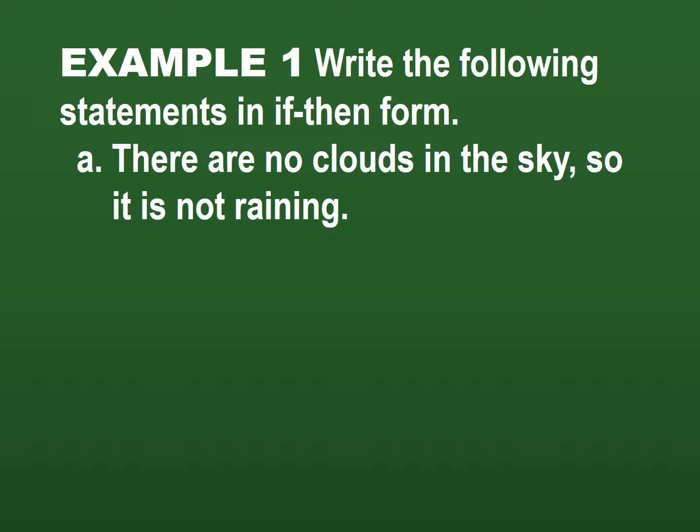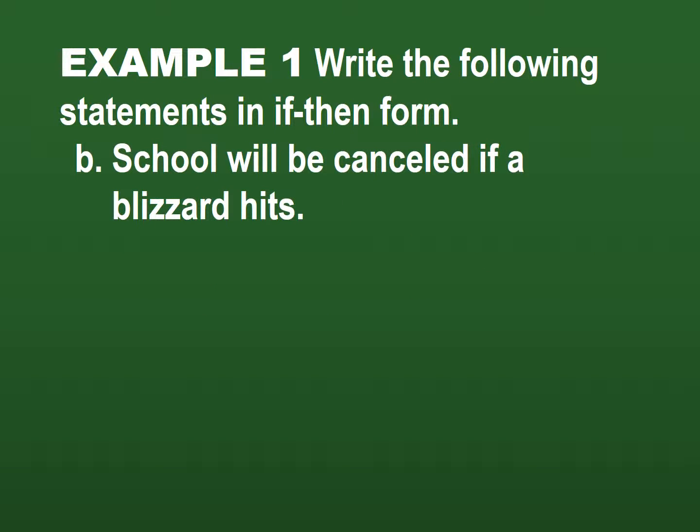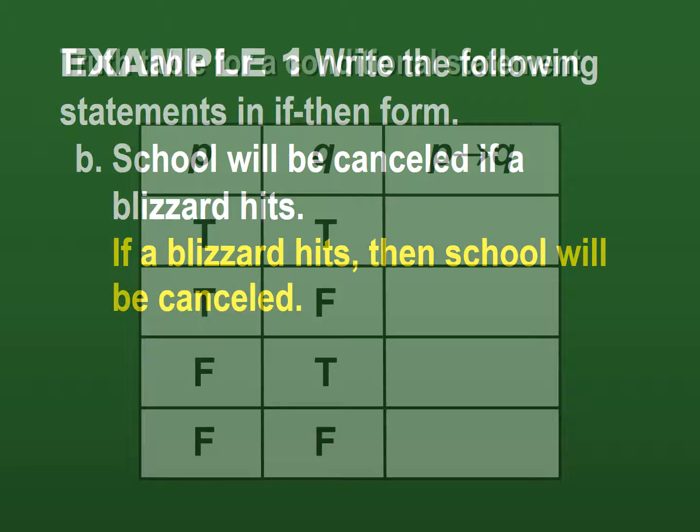So if we have the statement, there are no clouds in the sky, so it is not raining, and we wanted to write it in if-then form, we would write, if there are no clouds in the sky, then it is not raining. If the statement is school will be canceled if a blizzard hits, and we write that as an if-then statement, we would write, if a blizzard hits, then school will be canceled.